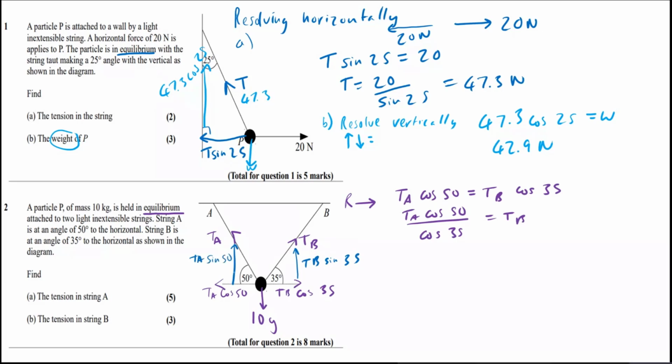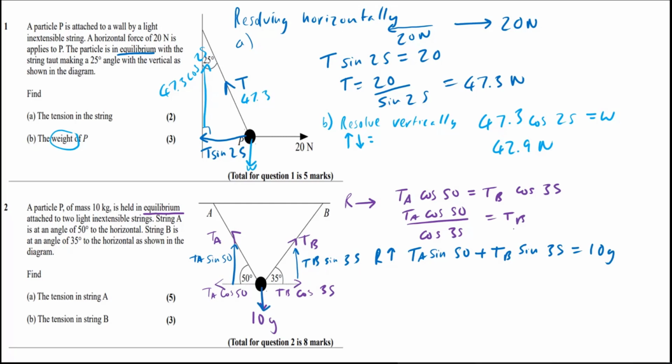So let's resolve vertically here. So we get upwards has equal downwards because it's in equilibrium. So we just add the two things going upwards. TA sine 50 plus TB sine 35 has to equal 10G because we've got 10G acting down right here.